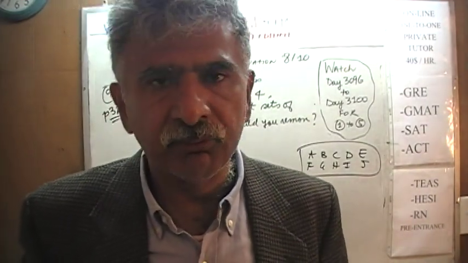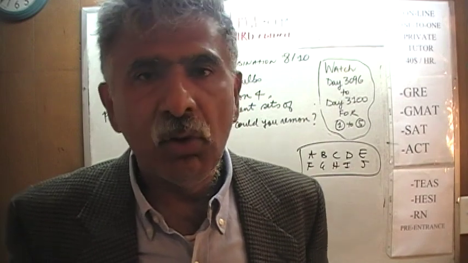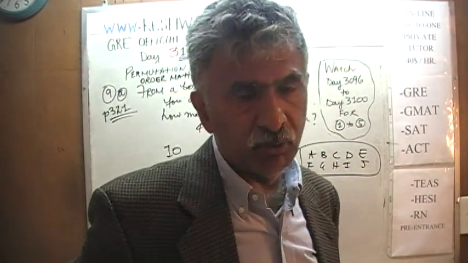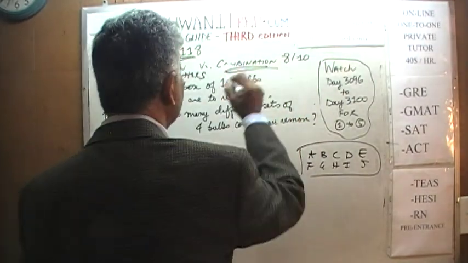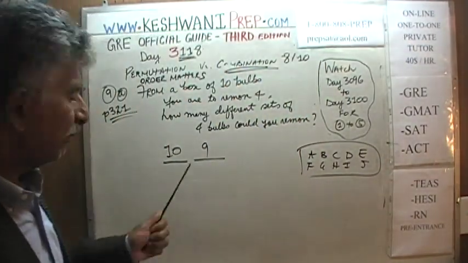I'm just going to pick 4 bulbs. It doesn't matter which one I pick. The order is of no significance here. This problem deals with combinations, not permutations. This is a combination problem.